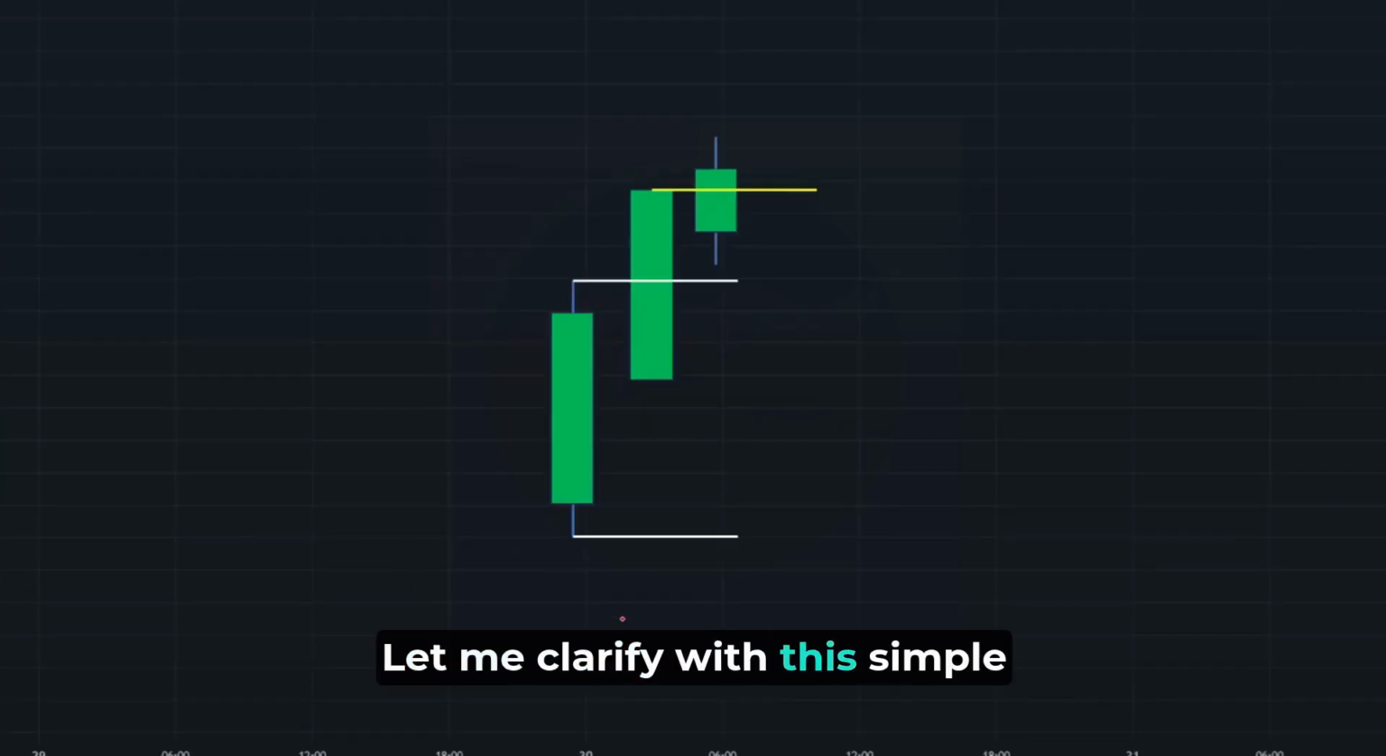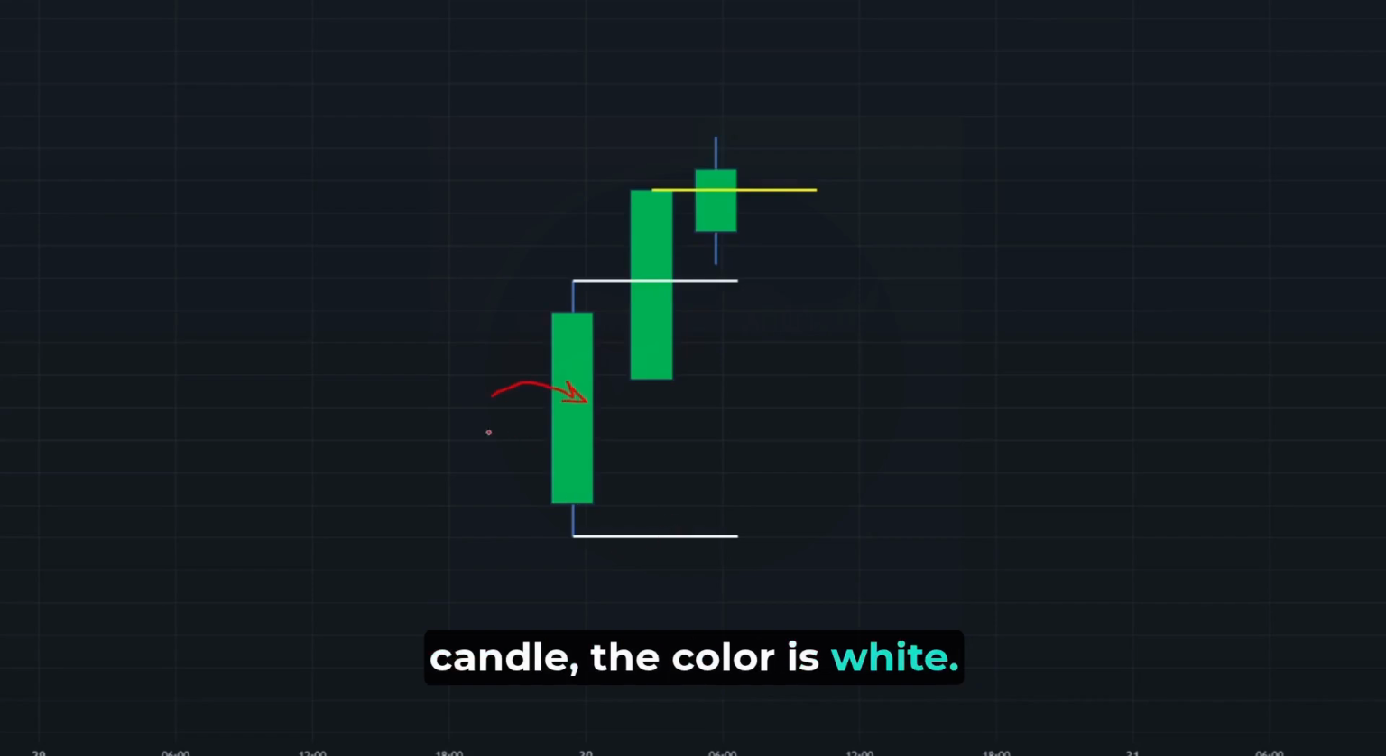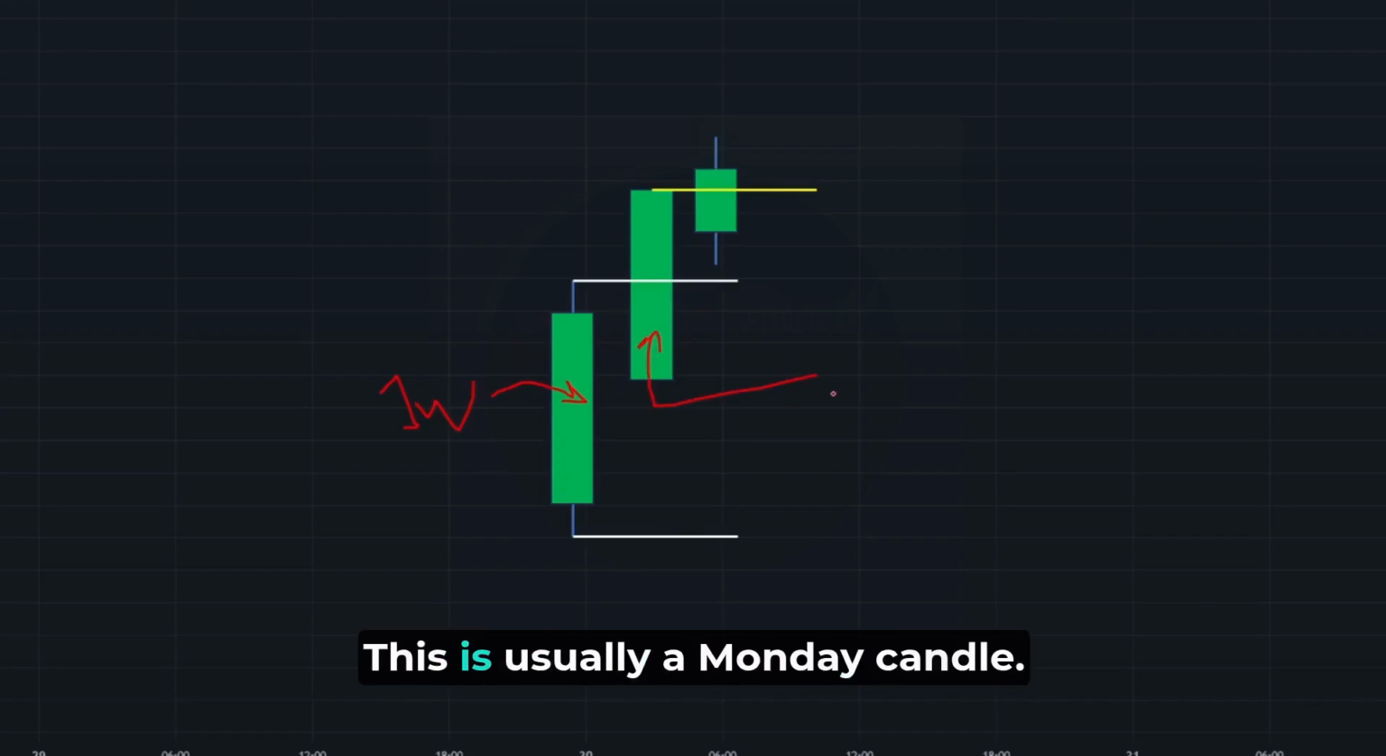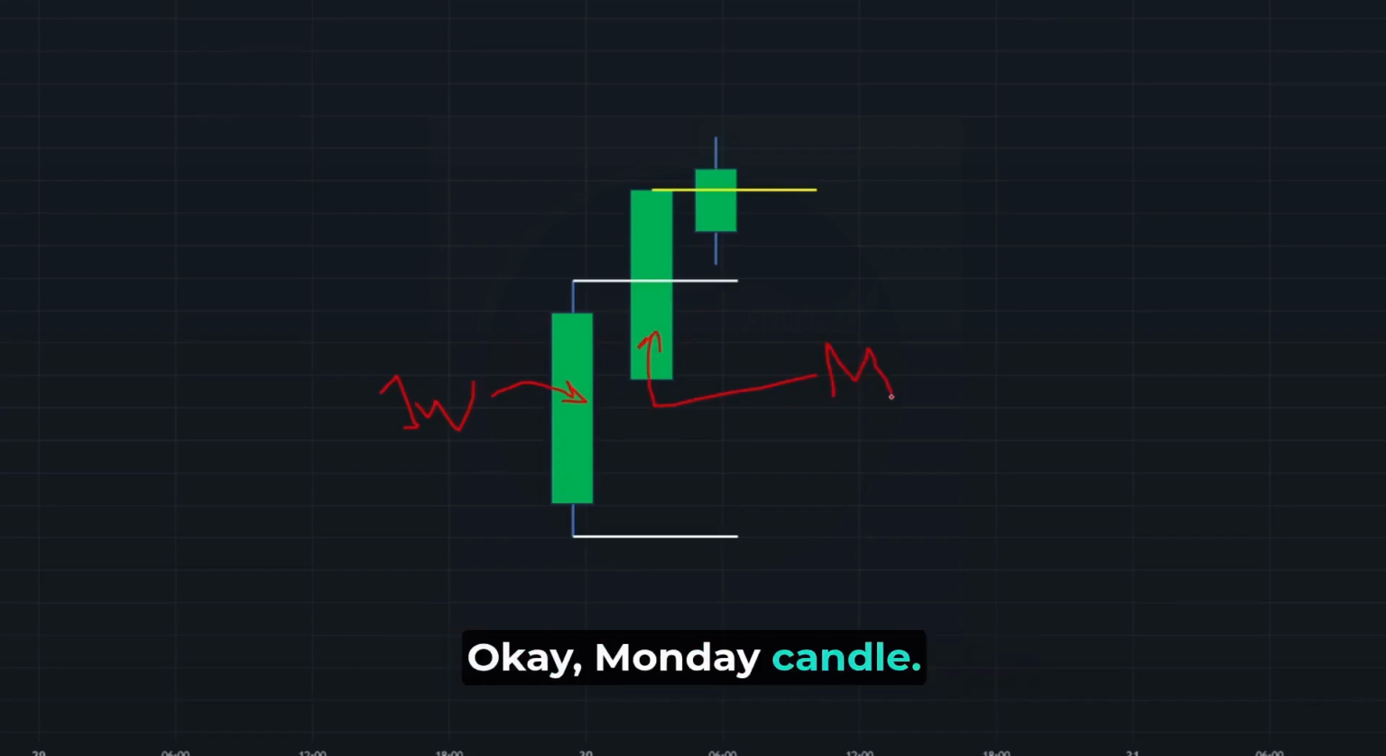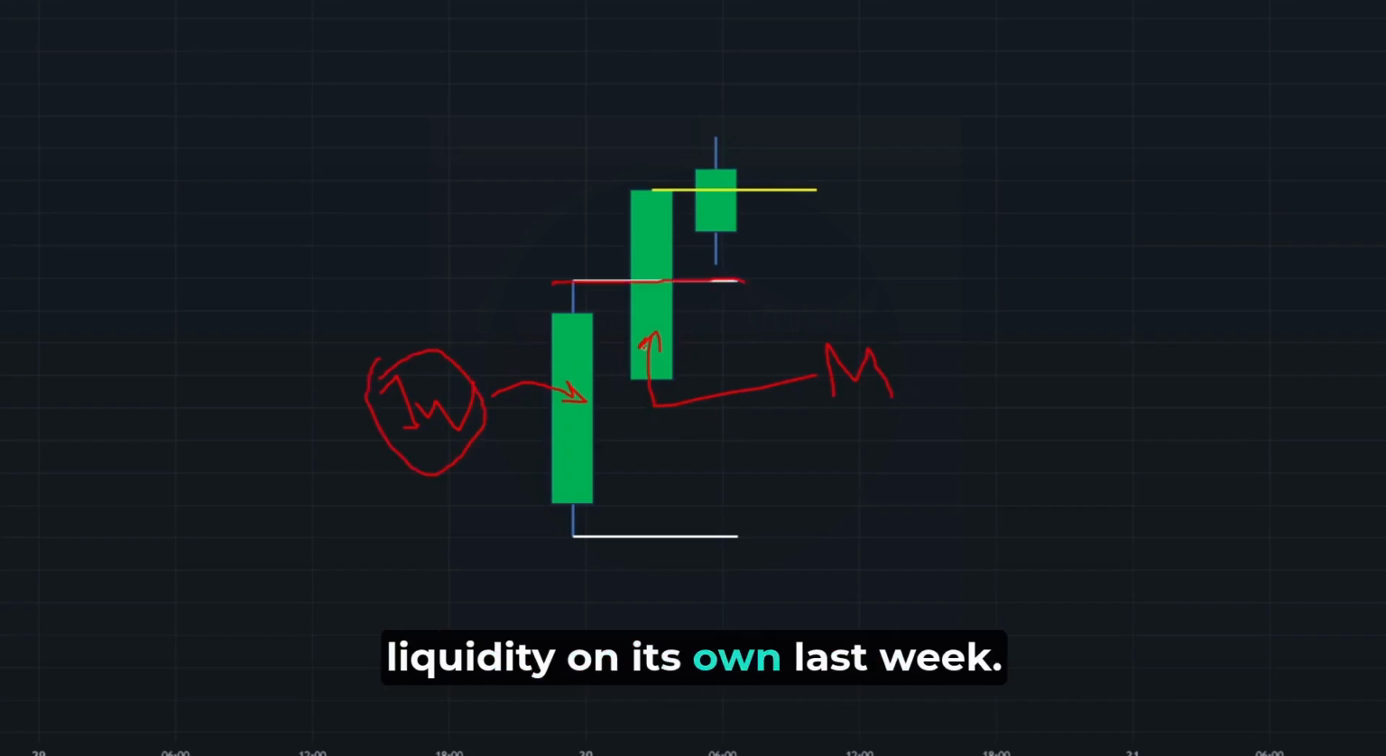Let me clarify with this simple example before we return to the chart. Look with me. We said that in the weekly candle, the color is white. Okay, this is the weekly candle. Alright, the previous week. This is a daily candle I drew like this. Why? This is usually a Monday candle. Okay, Monday candle. I'll wait and see where this candle closes. I see that it withdrew its liquidity on its own last week. What does this mean? This tells me that this week will be an excellent week for bullishness. And this is what happens.